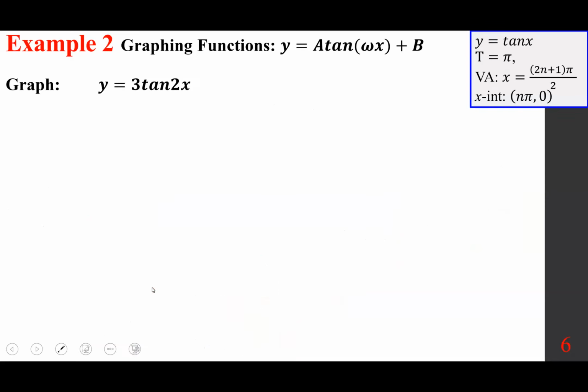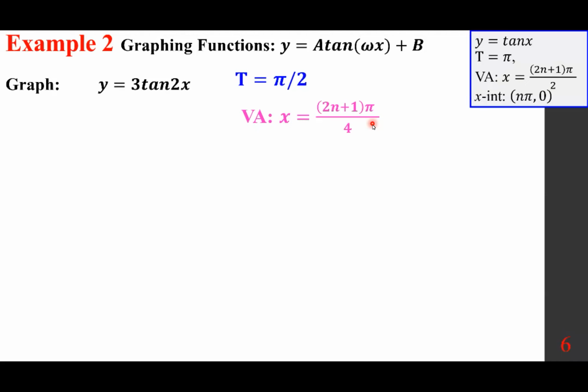3 tan of 2x. So first notice the period is pi. So this we're going to divide by 2, makes it pi over 2. So if the period changes, so does the VA. All you have to do for the VA, see, you have to put the pi here. Now you have to put pi over 2 here. If I replace this with pi over 2, it becomes 2n plus 1 times pi over 4. Okay, please pay attention to this. You put pi over 2 here, and this changes to this one. So just to give you an idea ahead of time.